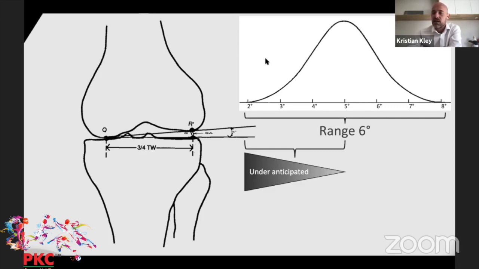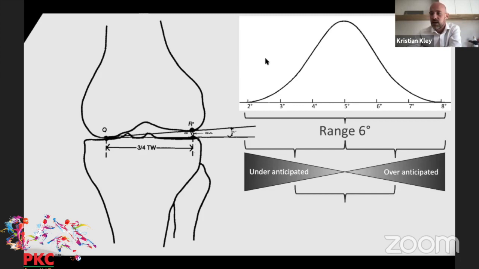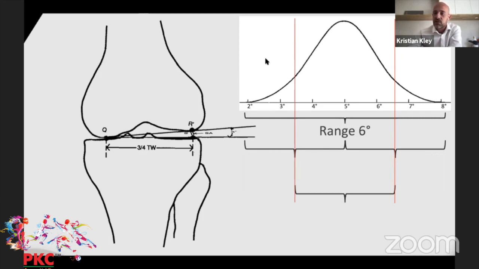Overall, looking at that, from one side you have an under-anticipation, from the other side you have an over-anticipation. But the range from each side is 3 degrees. And that basically forms the margin of the standard deviation. So why not take this likely corridor of correction, like in a bell curve, and take these 3 degrees of correction for your general assumption of reaction of the joint line convergence angle?